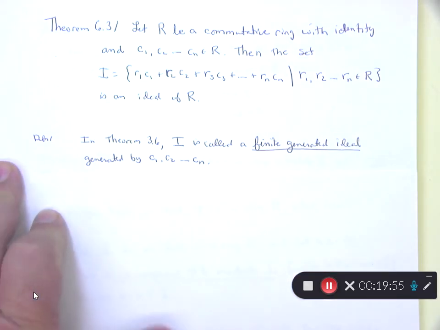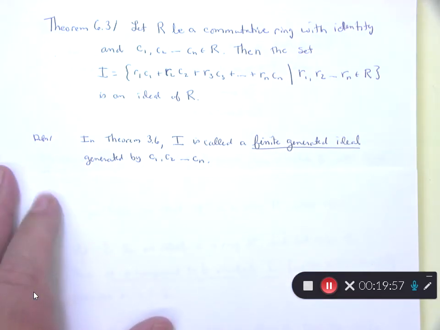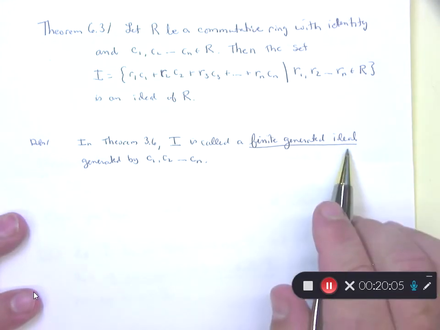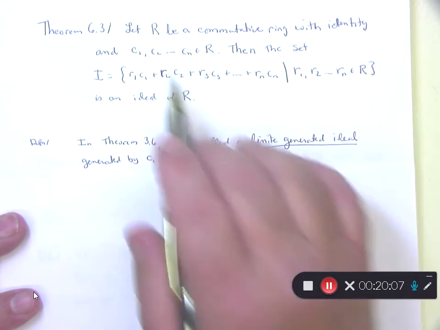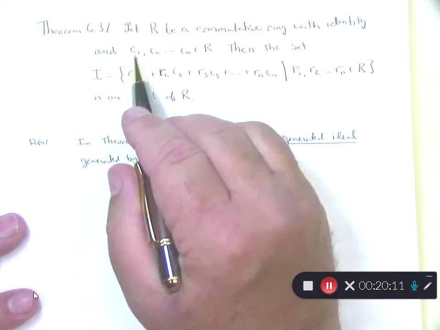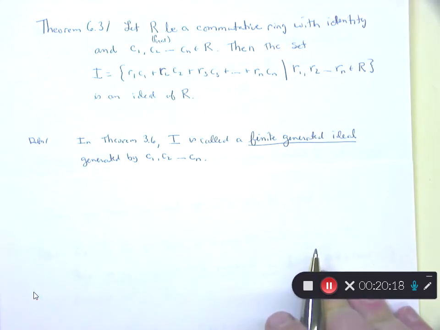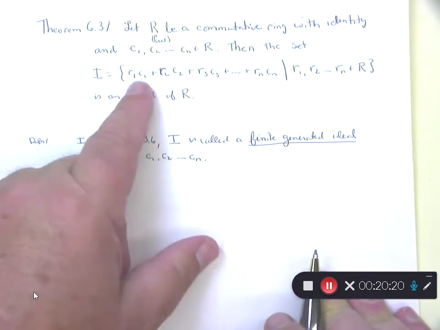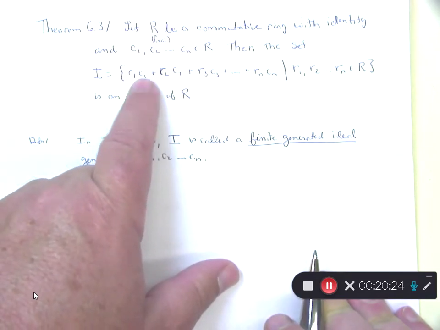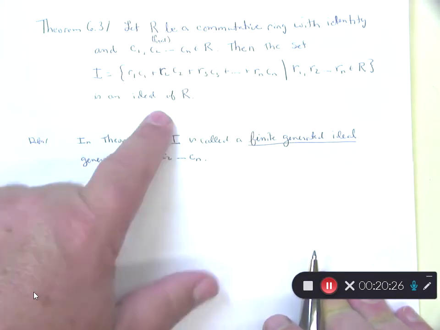In the last theorem, we talked about a principal ideal, an ideal generated by one element. This is called a finitely generated ideal. So instead of generating by one element, we have n elements that are all fixed. These are my fixed elements. These guys are fixed, the c1s through the cn's. And the linear combinations, the multiples of the c1s through cn's, still will form an ideal.